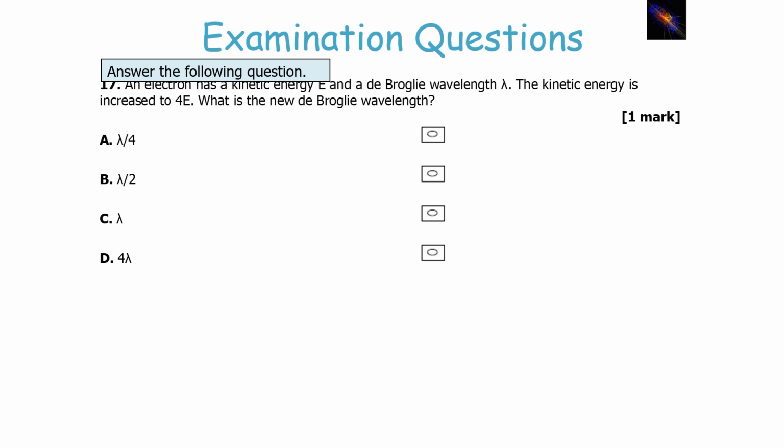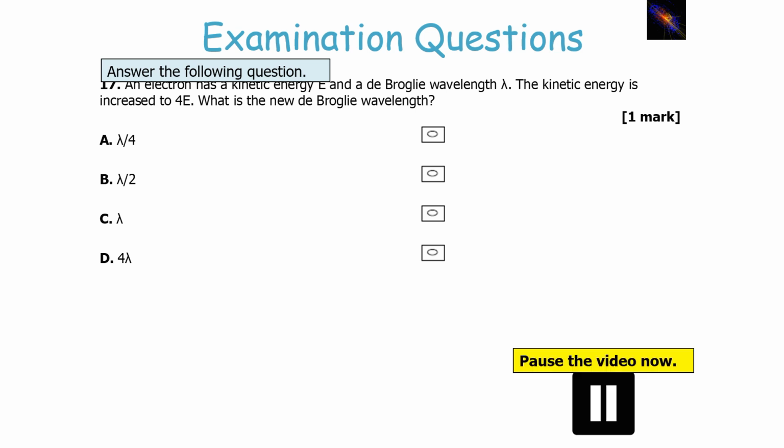Next question. An electron has a kinetic energy E and a de Broglie wavelength of lambda. The kinetic energy is increased to 4E. What is the new de Broglie wavelength? Pause the video now, then unpause the video when you want to go through your answer.